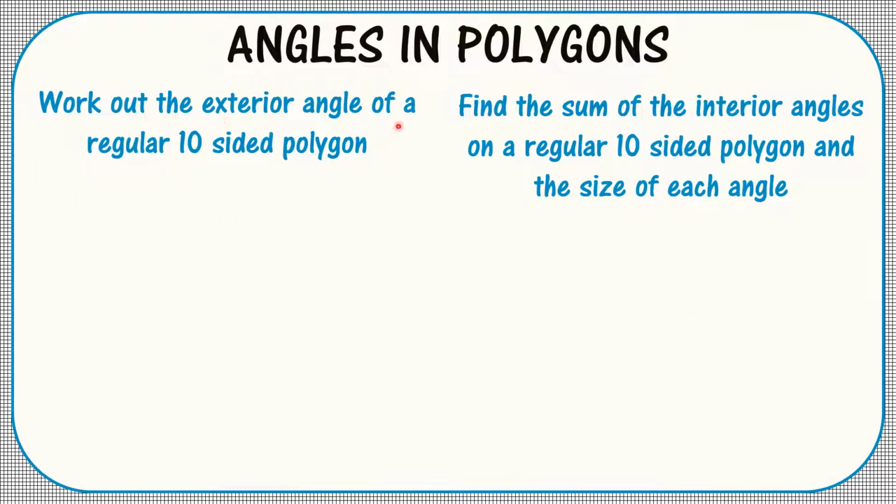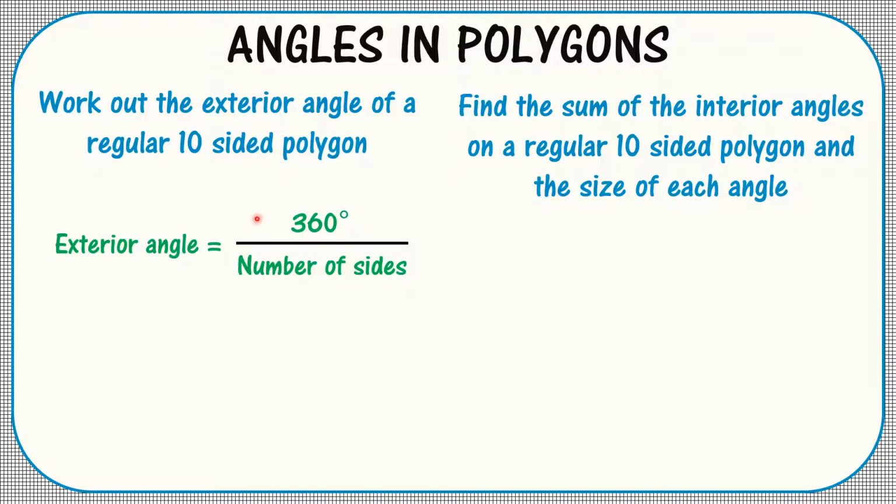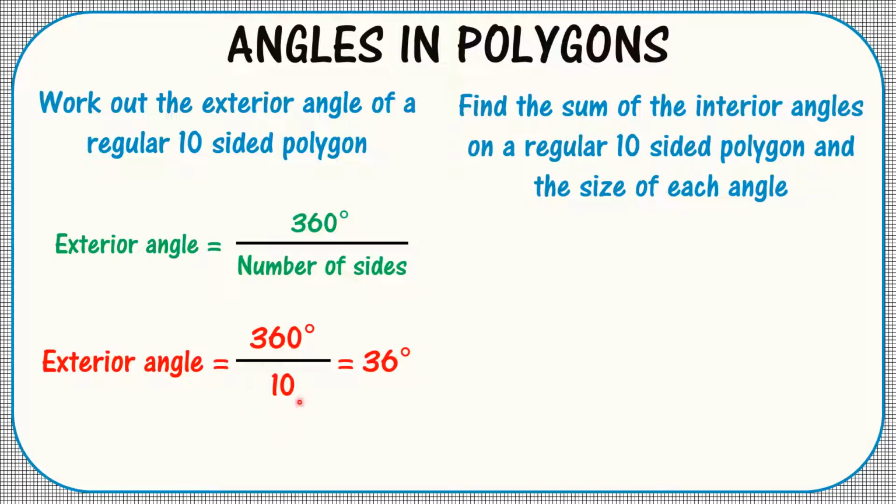Work out the exterior angle of a regular 10-sided polygon. We know that the exterior angle is 360 degrees divided by the number of sides. Therefore, the exterior angle is 360 degrees divided by 10 because it is a regular 10-sided polygon. Therefore, the answer is 36 degrees.